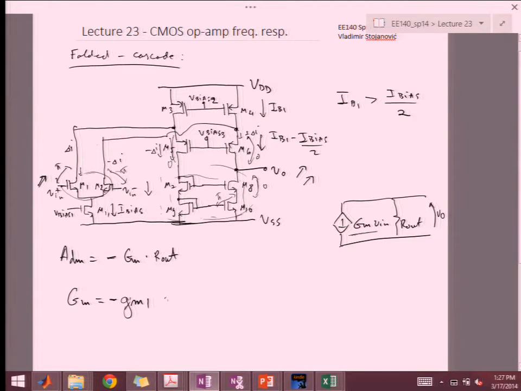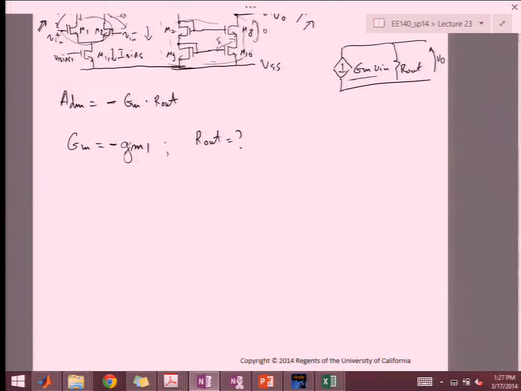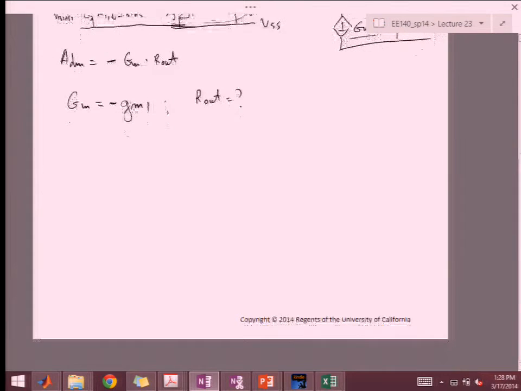OK. So then we need to figure out what our output resistance is. And for that, we can go full blown. So I'll just redraw a little bit of it and then really try to simplify, because I don't want to do the full small signal analysis.